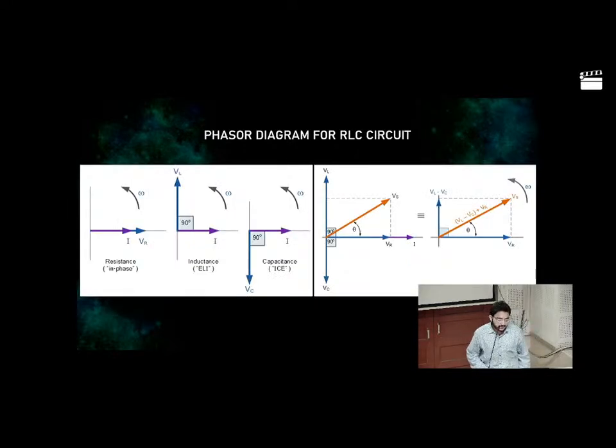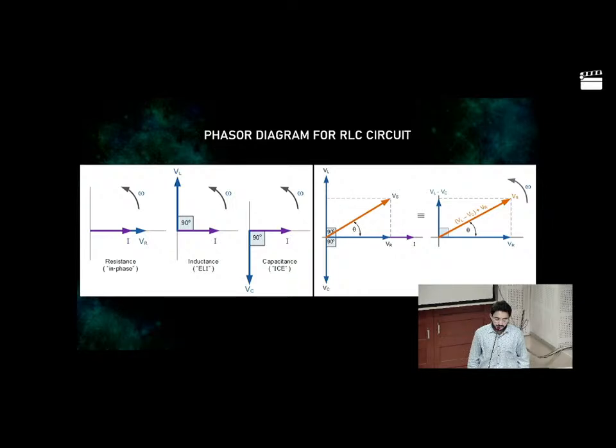These are the phasor diagrams for the RLC circuit. You can see for the resistance, voltage across the resistance and current are in phase with each other. Similarly, for the inductor, voltage across the inductor leads the current through it by 90 degree, and for the capacitor, the current through the capacitor leads the voltage across it by 90 degree. Now when we are combining it in a series RLC circuit, VL and VC will be in phase opposition to each other, as you can see here, and VR and I are completely in phase.